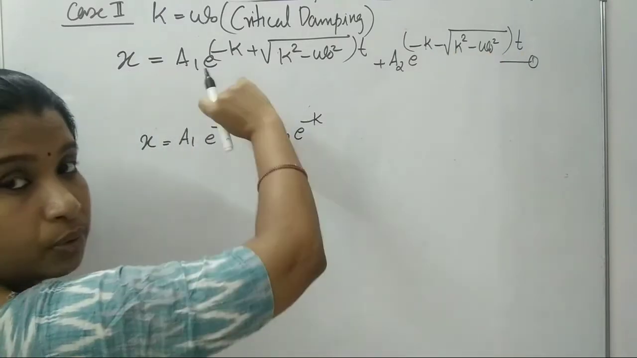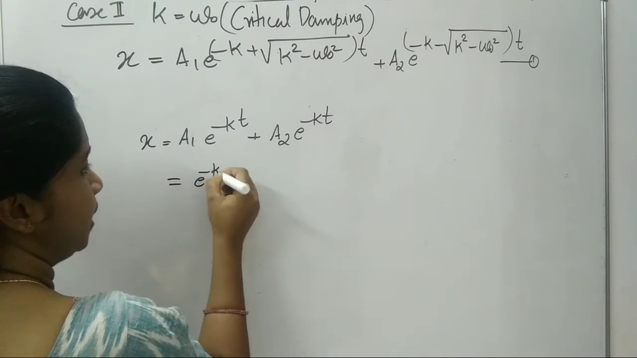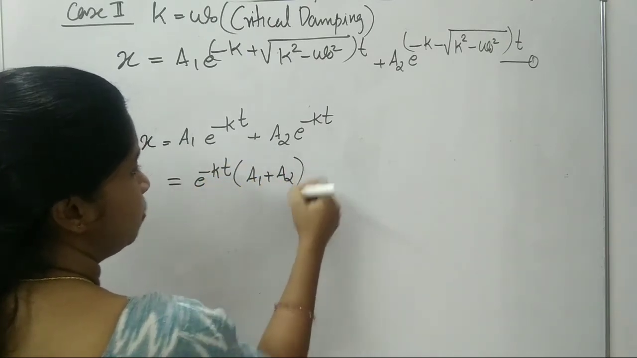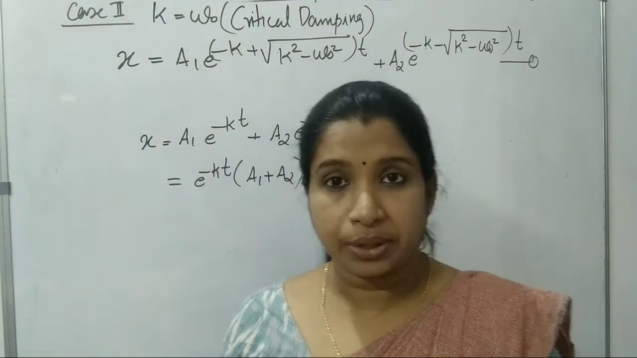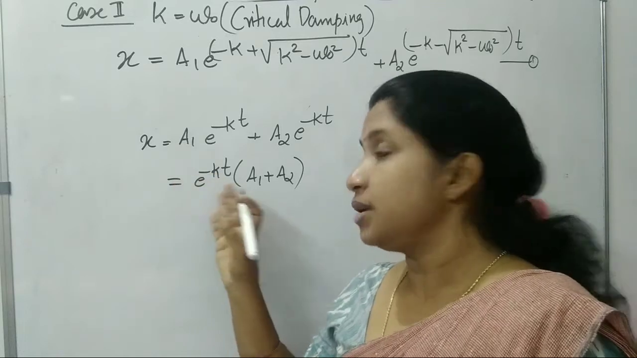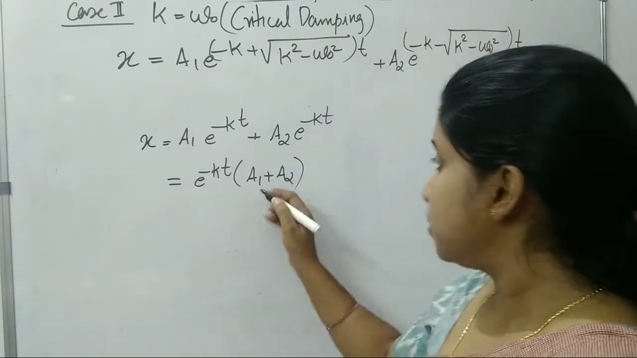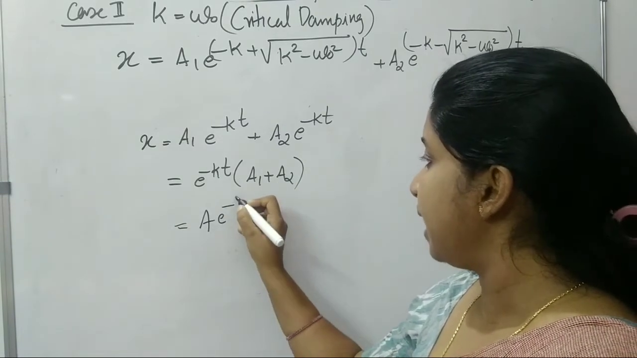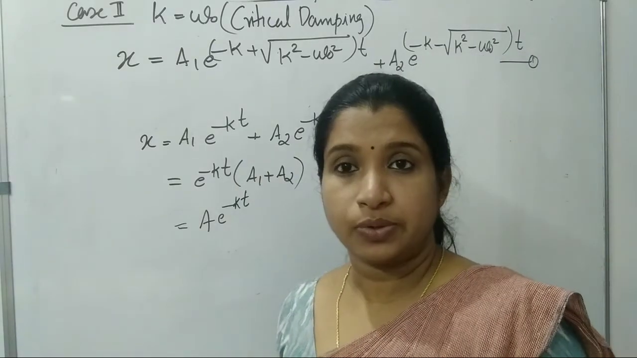When k equal to omega 0 minus kt. So we can take e raised to minus kt as the common term. Then we get e raised to minus kt into a1 plus a2. a1 and a2 are two unknown constants. So by adding two constants we get another constant. So we can write, if a1 plus a2 is equal to a, we get e raised to minus kt. Again we get a single valued solution.